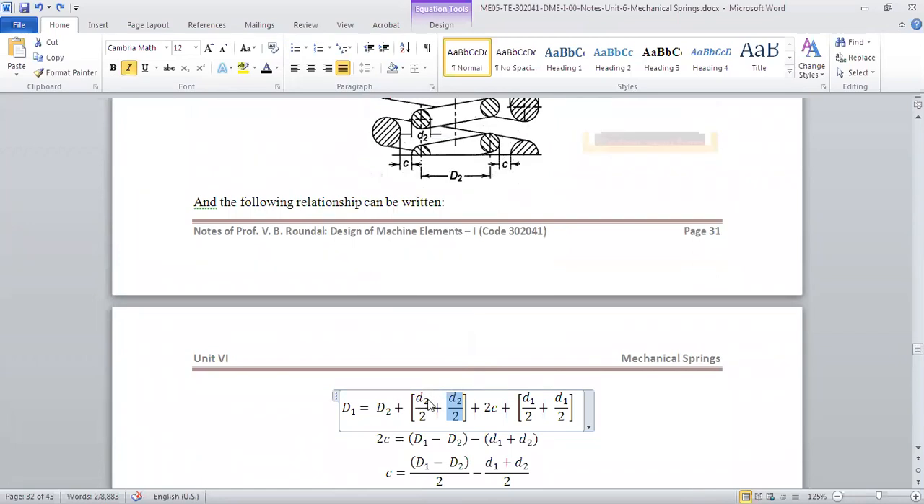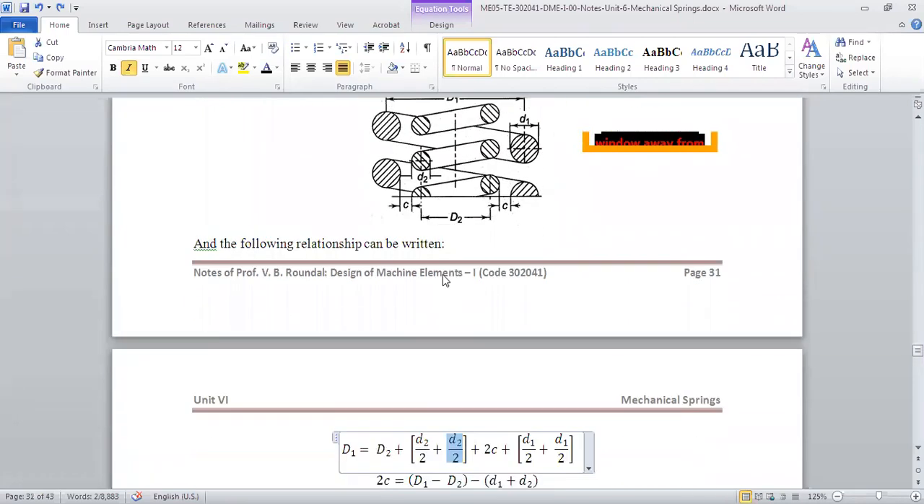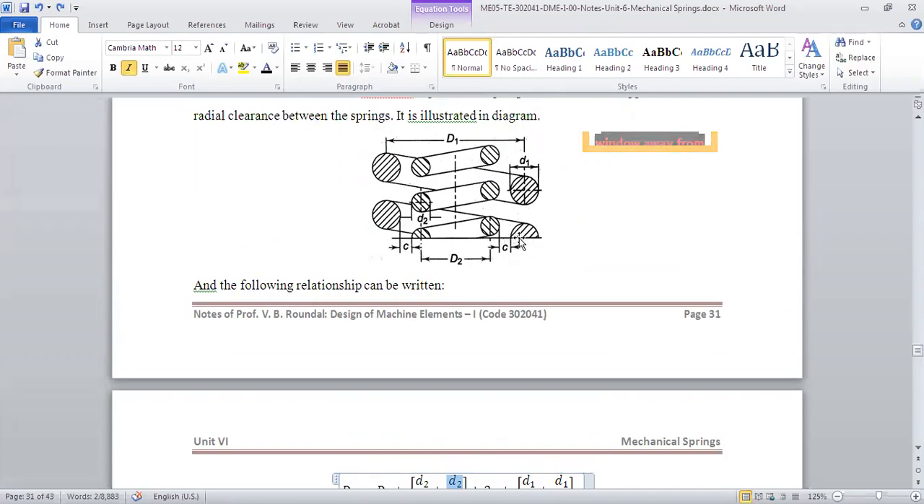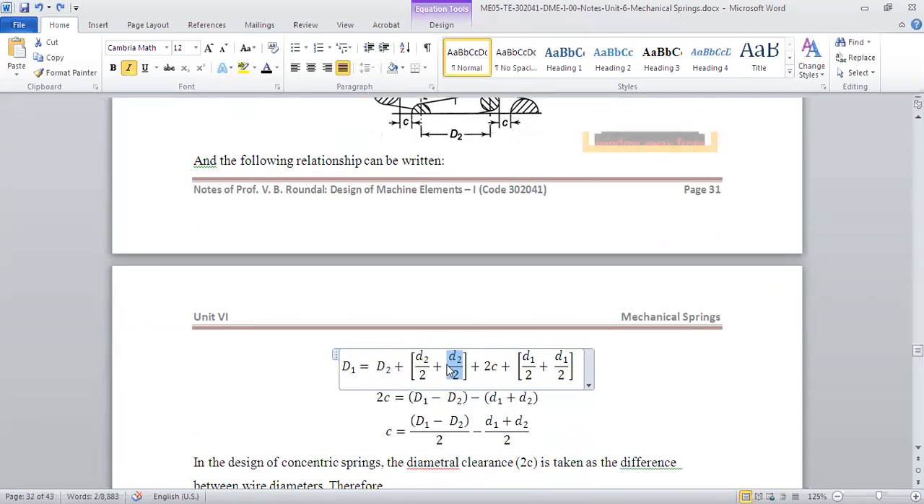So D2 plus small d2, half on this side and half on this side, plus C on this side and C on the other side. So it becomes 2C. So basically capital D1 is equal to capital D2 plus small d2 by half here, plus 2C, plus half of small d1 here and half of small d1 here, so it becomes one d1. So it is basically capital D1 is equal to capital D2 plus small d2 plus 2C plus small d1.